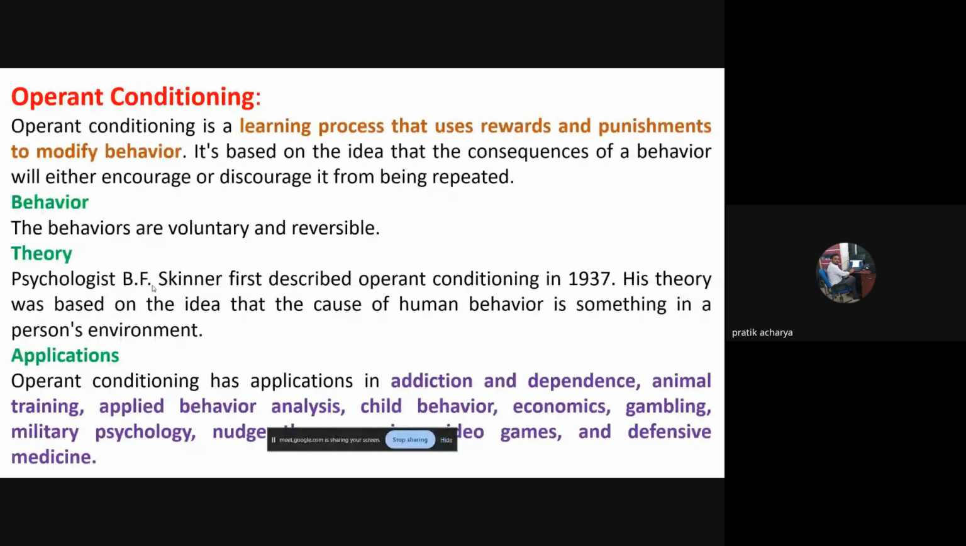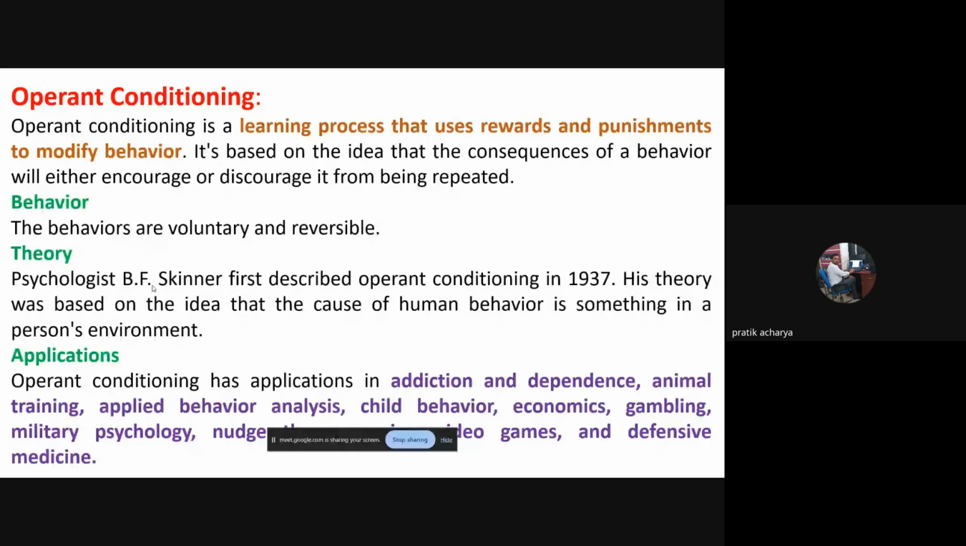Another important conditioning for this behavior is operant conditioning. One is classical conditioning, another is operant conditioning. It is a learning process that uses rewards and punishment to modify behavior. That means for doing certain work you will get rewards, and for doing certain work you will get punishment. So this kind of work is very essential. Why is it essential? We'll discuss its application part, particularly for animal training purposes, it is very important.